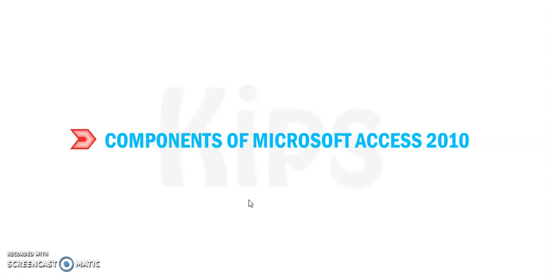In today's class, we will continue with Chapter 3, Microsoft Access. In last class, we covered the introduction of Microsoft Access, what a database is, types of database, structure of database, and different features of MS Access. In today's class, I am going to explain the components of Microsoft Access 2010. Now open your book, page number 29, and read with me and watch this carefully.